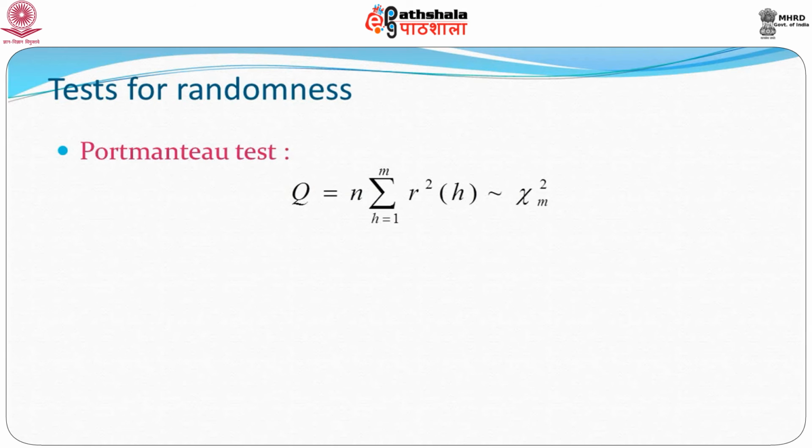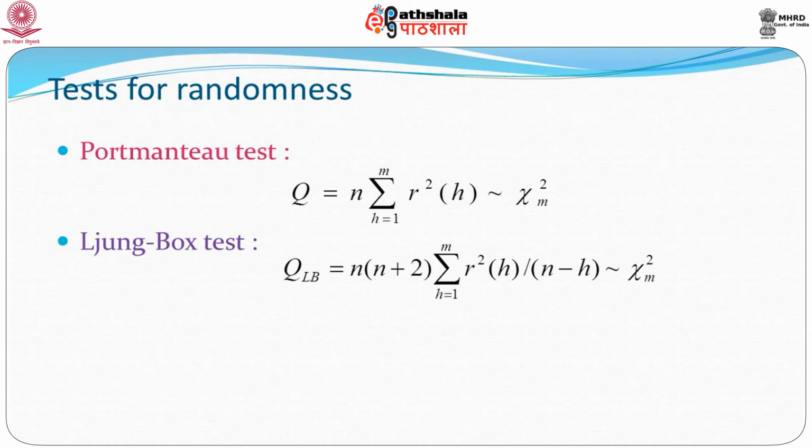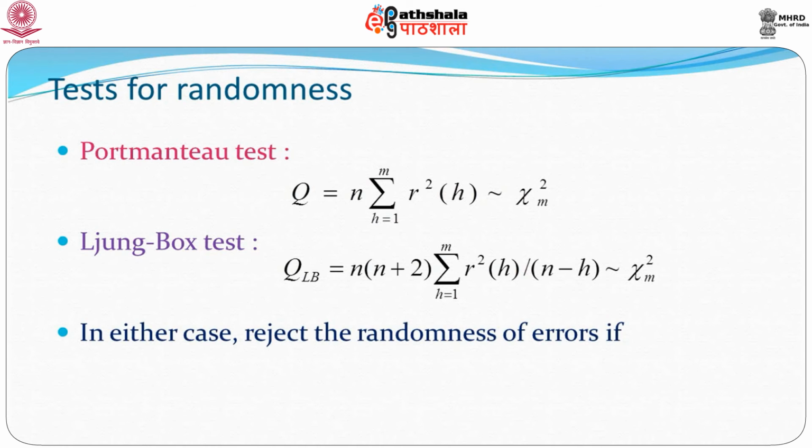Similarly, a refinement of this is the Ljung-Box test. It is a similar test, but there are some other factors like n into n plus 2 and n minus h which come in. And then again they showed that this is chi square m, and in either case you reject the randomness of errors if the chi square value observed is larger than the cutoff point of chi square m, alpha. So, you can do this test. If there is randomness, these values are going to be small. If there is non-randomness, these values are going to be large.